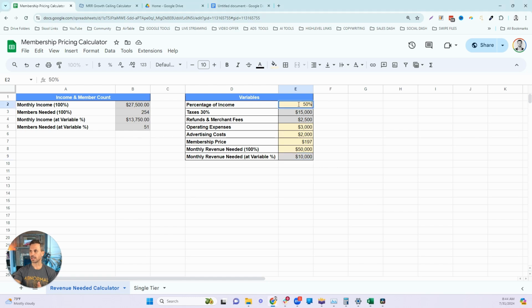So again, I sell a high-ticket offer, so let's just say that I only want my membership community to make up 20% of my overall income. So I'm going to set this first number to 20%. Then we're going to start plugging in our expenses. The first one's going to be taxes.